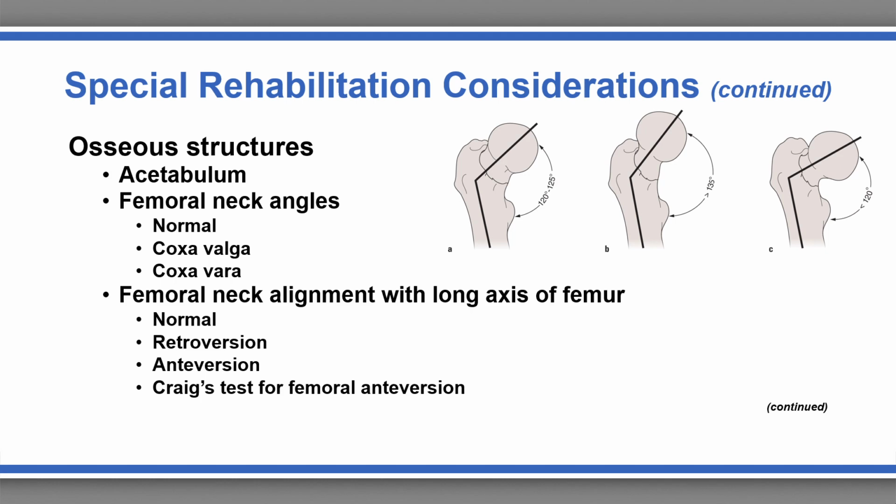Then the joint angle can be measured, and it's really the difference between the tibial position and drawing an imaginary line vertical to the tabletop. And so this will represent the degree of anteversion. Craig's test for femoral anteversion is also shown in your textbook.